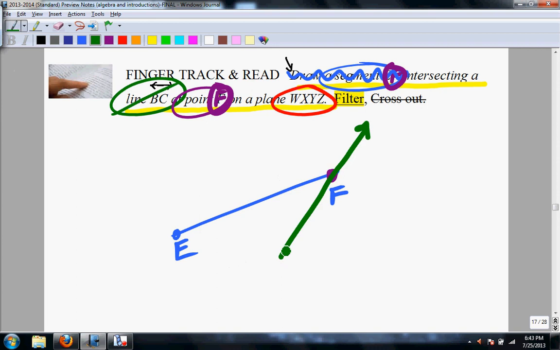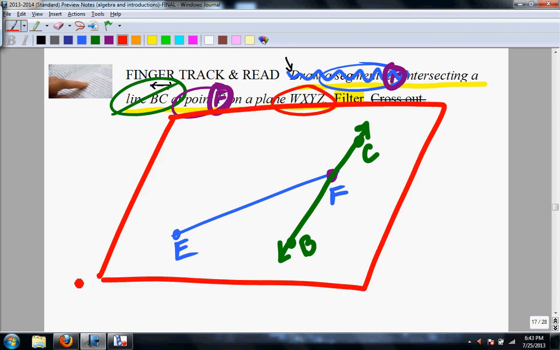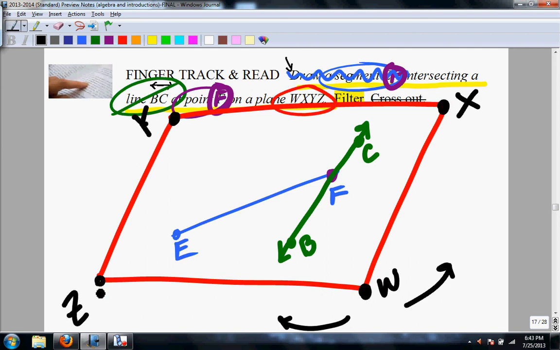So it says BC intersects EF at F. So here's BC. It's a line. And all of this takes place on a plane or a tabletop WXYZ. So I'm just going to draw like a tabletop all around it. Now it doesn't matter where I start that W. Just to mess with your brain, I'm going to put it over here on the right rather than the left. And you must either go clockwise or counterclockwise. W, X, Y, Z.